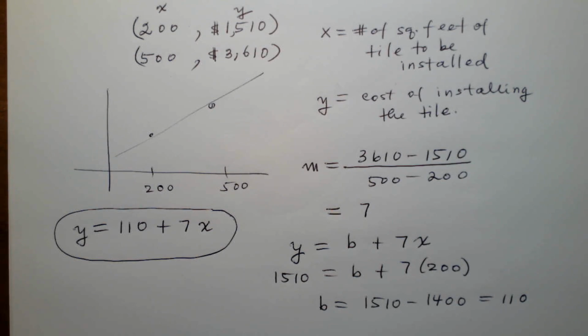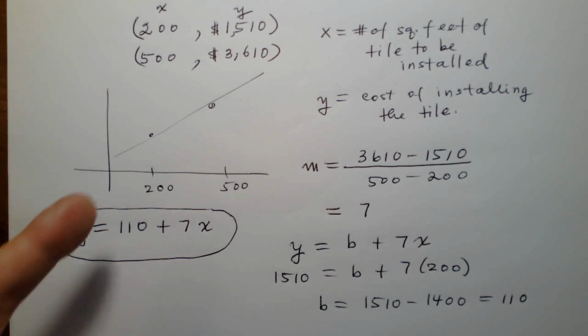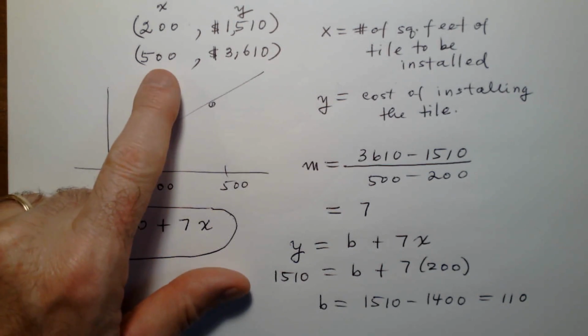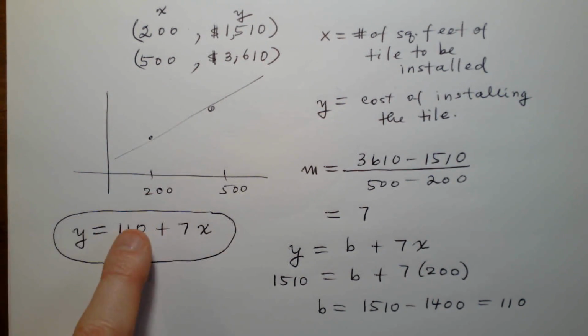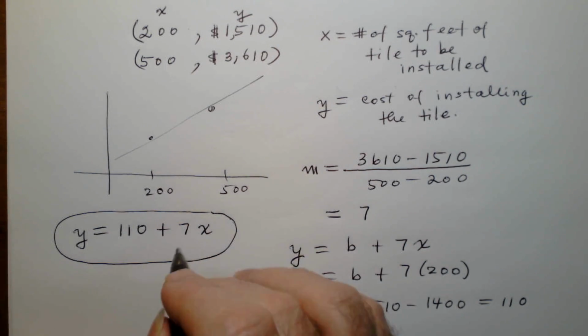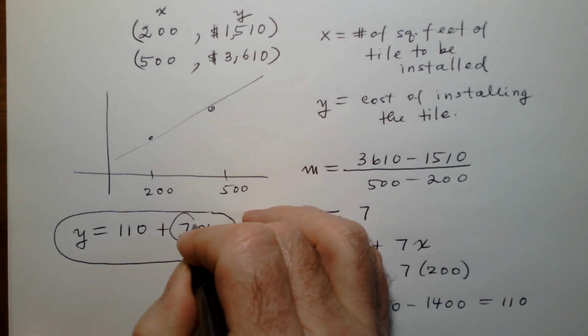All right, so what we could do with this line now, of course, is we would know, depending upon how many square feet of tile we'd want to install. Let's say I've got 1,000 square feet of tile that I want to install. I can simply plug into this relationship now and generate the cost of that installation. Fantastic. Now, we're asked to find the meaning of the slope of this line. So what does that 7 correspond to?